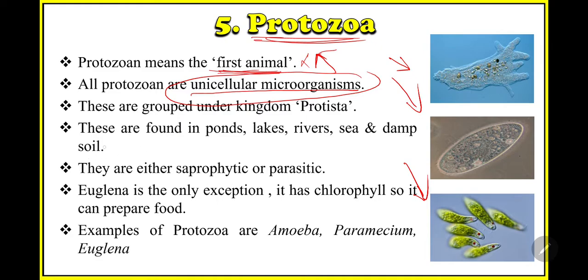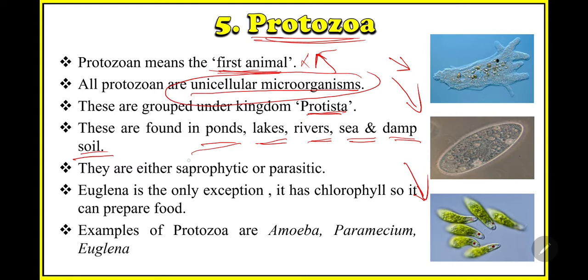These groups are under kingdom Protista. They are grouped into another separate kingdom, known as Protista. These are found in ponds, lakes, rivers, sea, damp soil. These are found in different places.